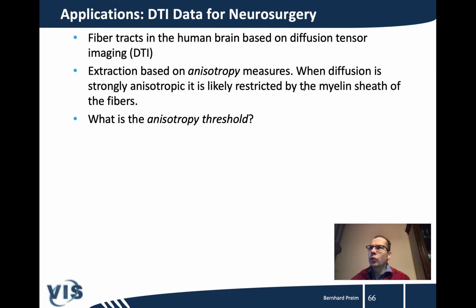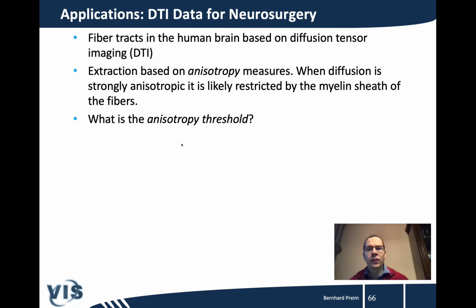If we have a situation where diffusion is possible in all dimensions to the same extent, then we would say we have isotropic diffusion. That would be the case, for example, if you are in the middle of water. When diffusion is strongly anisotropic, that means it goes in one direction, but not in the orthogonal directions. It is likely restricted by something, for example, by the myelin sheath of the fiber tracts in the brain. So you can visualize this taking into account anisotropy measures, and at the end you need an anisotropy threshold.